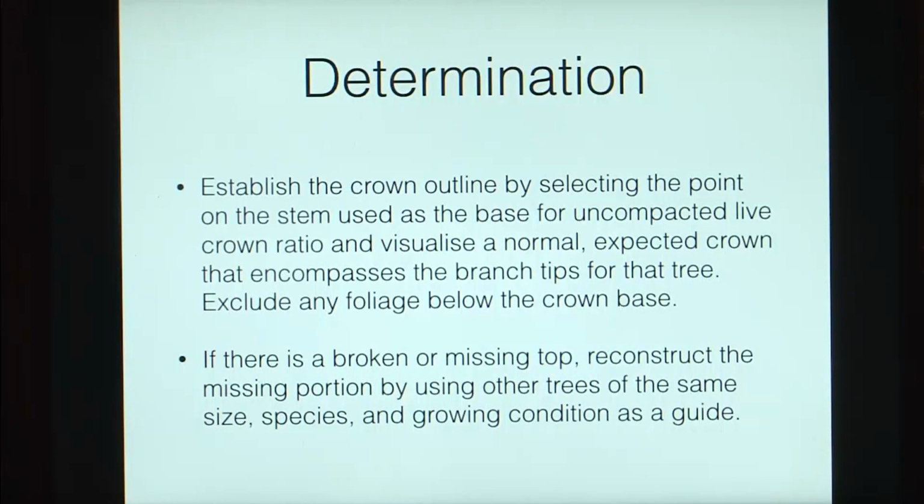If there is a broken or missing top, reconstruct the missing portion by using other trees of the same size, species and growing conditions as a guide. So, even if some parts are broken or missing, we are going to reconstruct them. First we figured out where the base would lie and then we reconstruct the whole of the top.